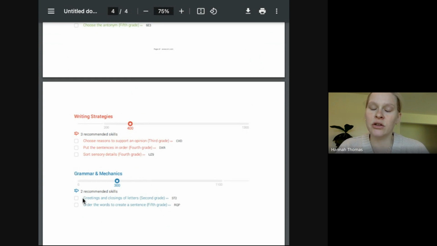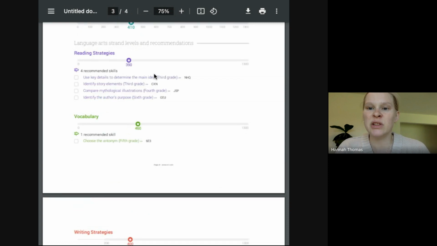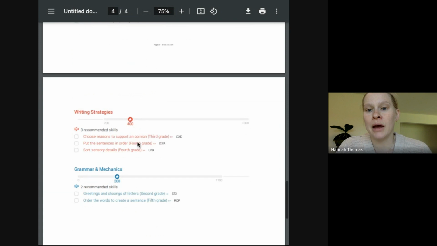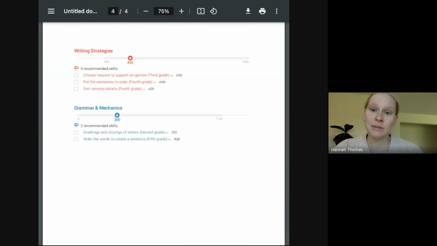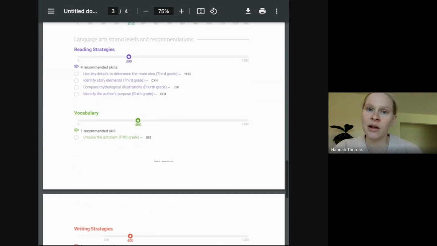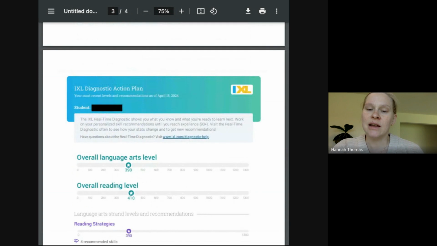We would look at these 2 recommended skills. We see that everything else, he's mostly at 3rd grade, 4th grade, maybe a little above in 5th grade. This is the lowest scoring section. And so we're going to click on that link and work on that assignment first. That's mostly it for our IXL diagnostic data.